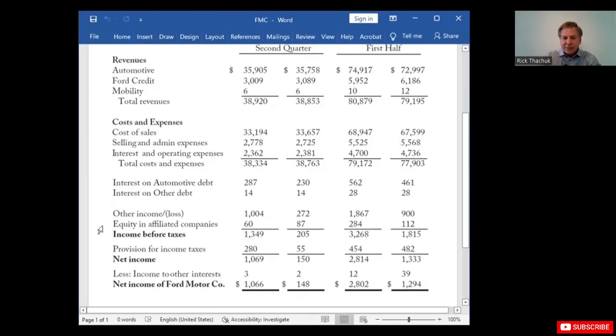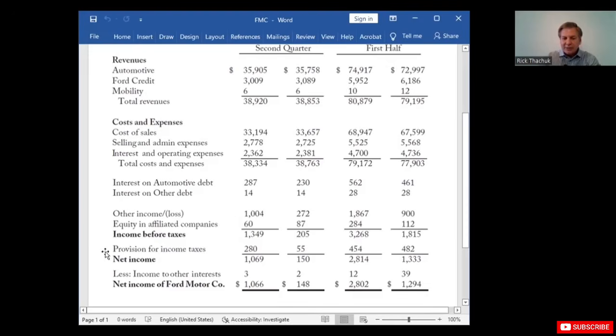Equity in affiliated companies. An affiliated company is a company in which Ford Motor Company has also invested. So Ford Motor Company bought shares in this company, but not half, not 50% of the value of the shares, less than that. Usually between 20% and 50%. That is referred to as an affiliated company. And when that affiliated company makes money, some of that revenue is passed through to Ford Motor Company, and those are the values that we see here. Now, if you take total revenues, subtract total expenses, subtract the interest payments, add the income here and the equity here in affiliated companies, then you get income before taxes.